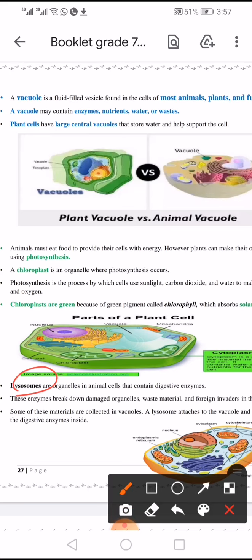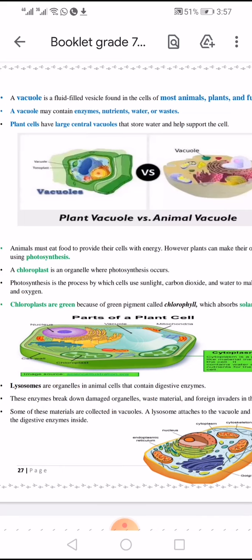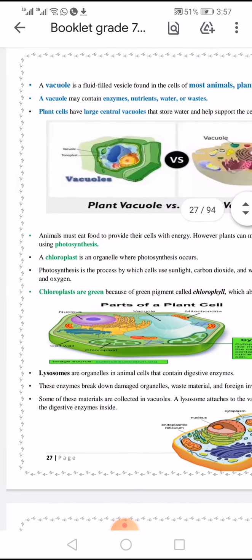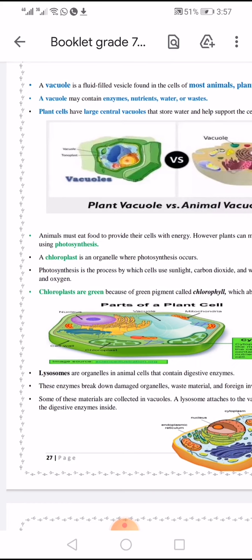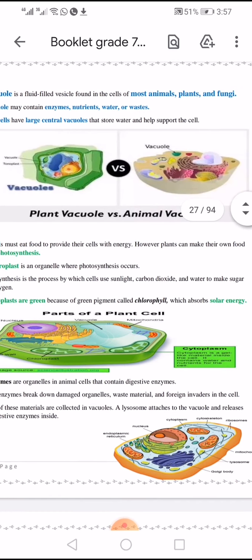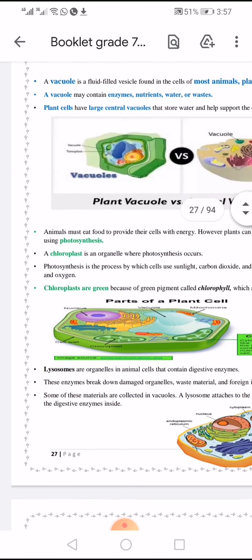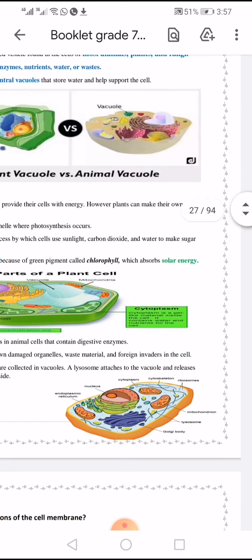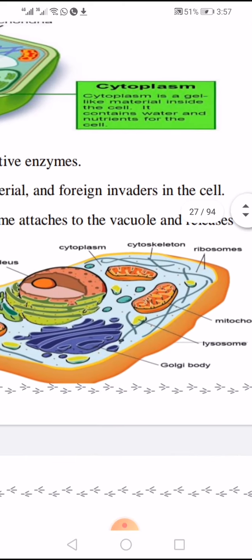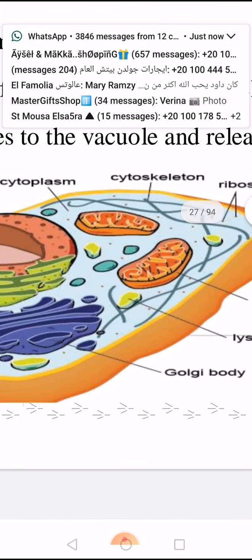So lysosomes are organelles present in animal cell that contain digestive enzyme. The importance of this enzyme is to break down any damaged organelles, waste material, and foreign invaders like insects and bacteria inside the cell. Some of this material is collected in vacuoles. A lysosome attaches to the vacuole and releases the digestive enzyme inside. Look, this is a lysosome here, this is the shape of a lysosome.